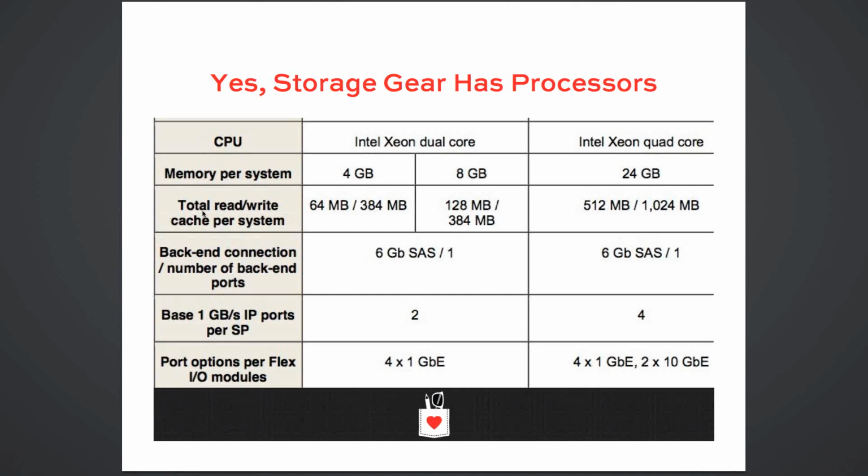And look at that total read and write cache per system. This is how much memory each of your SQL servers gets in terms of cache. I know a lot of SAN administrators who say things like, hey, don't worry, the SAN caches things, or hey, don't worry, it's considered committed as soon as it hits the cache.